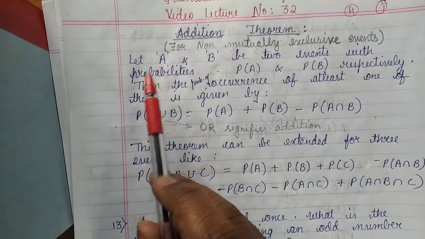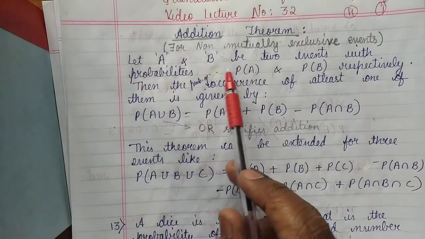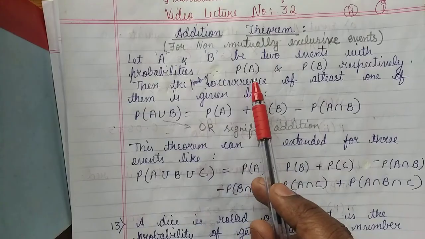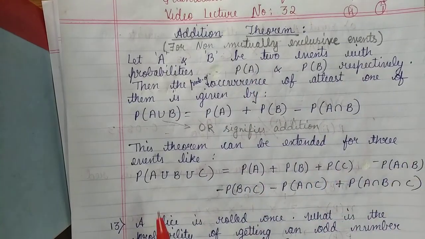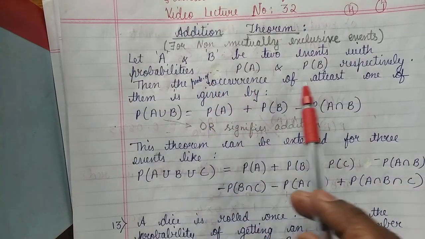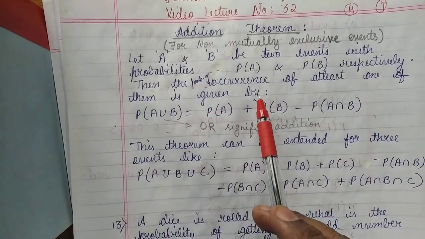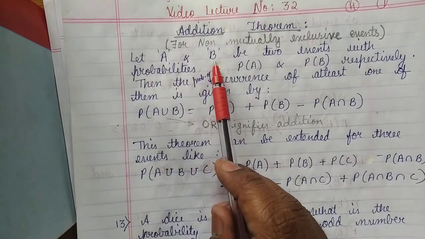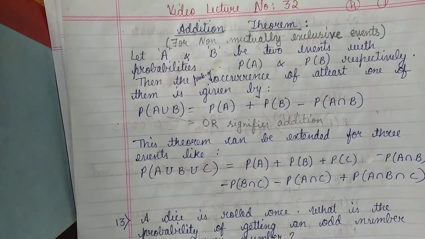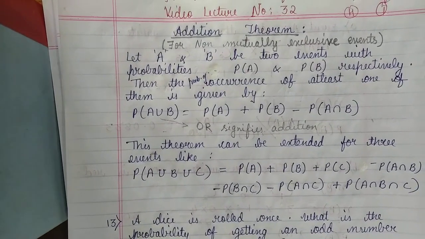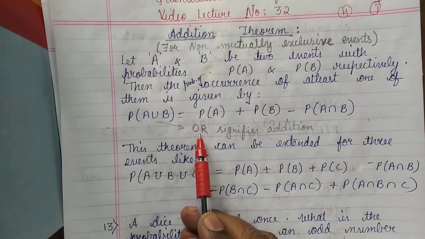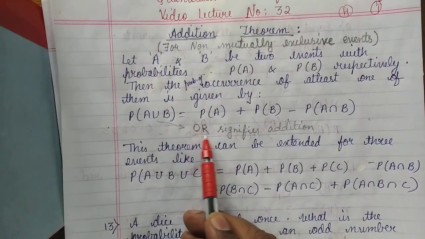Okay. Now let us understand this theorem. Let A and B be two events with probabilities P of A and P of B respectively. Then the probability of occurrence of at least one of them is given by, see, A is an event, B is another event. Then what is the probability that at least one of them will happen? That at least A will happen or B will happen. This is important.